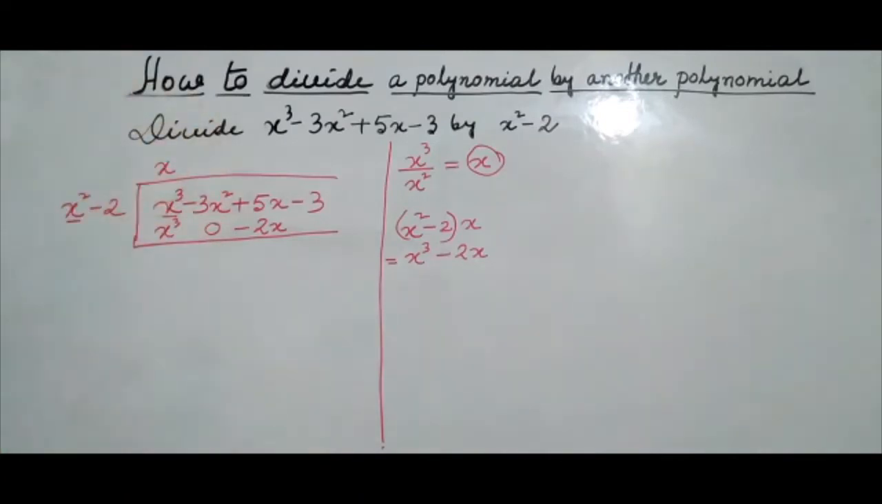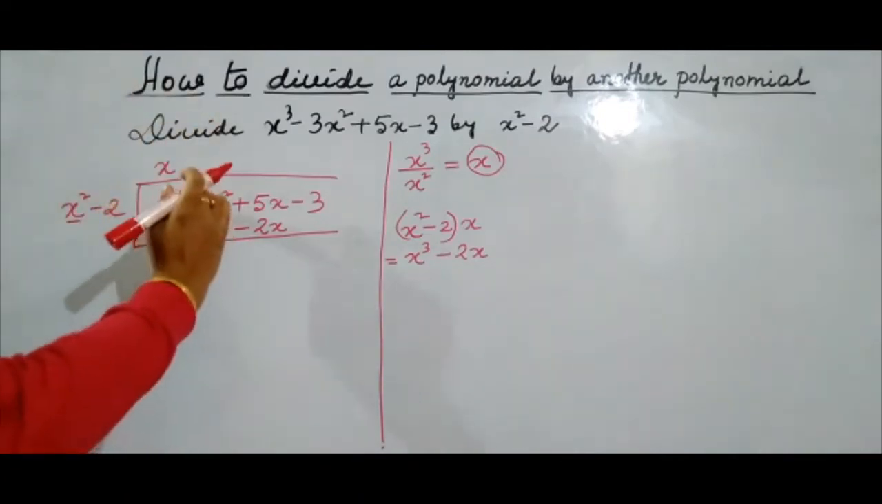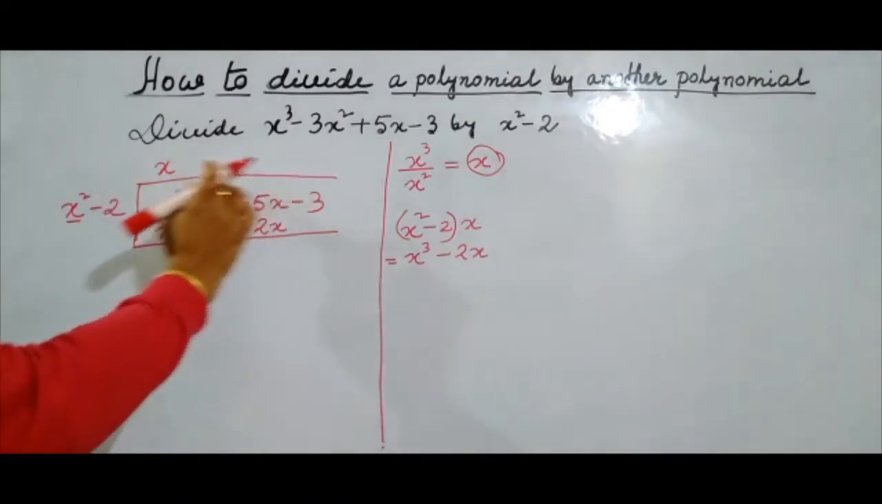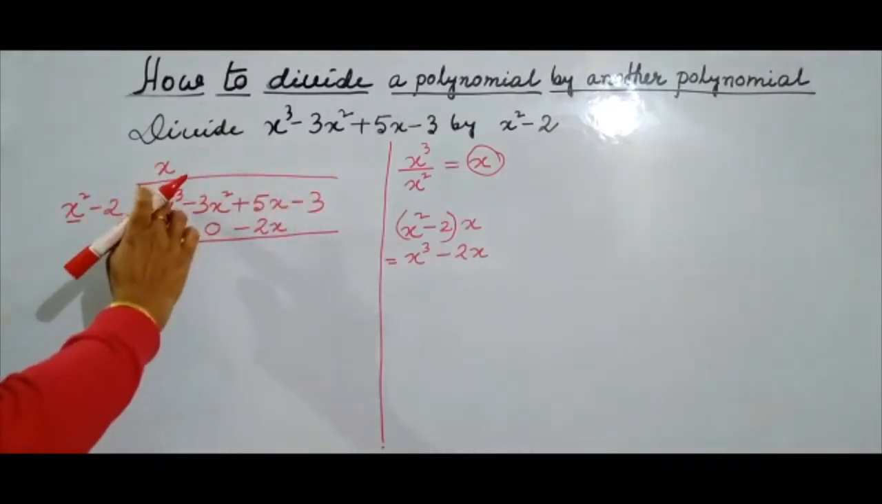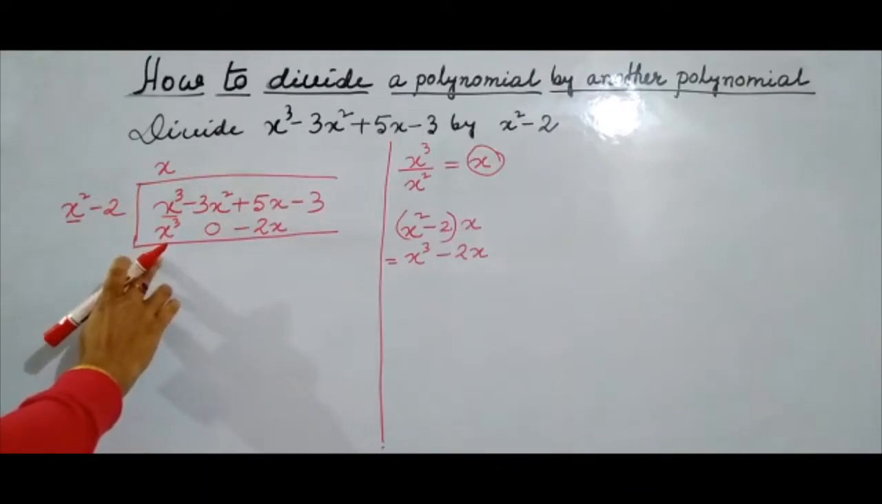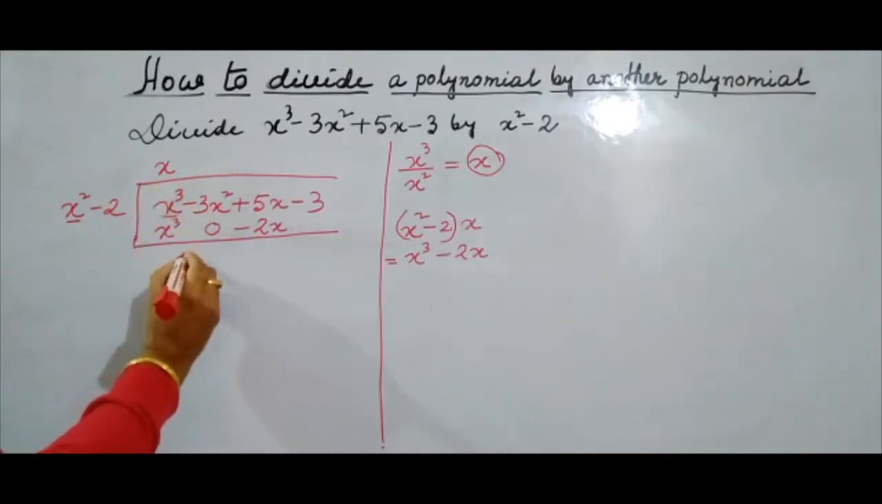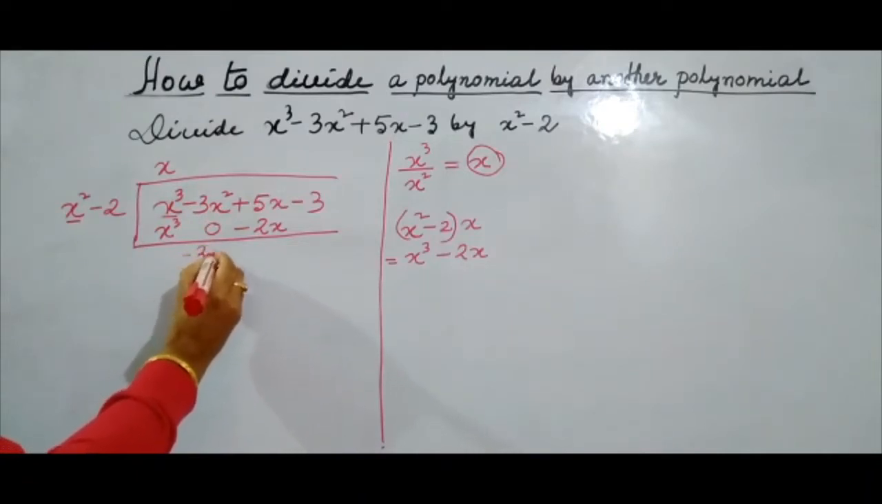Now after this, what we'll have to do, we have to subtract this term from this polynomial. So x cube minus x cube will get 0, and minus thrice x square minus 0 will get minus 3x square.